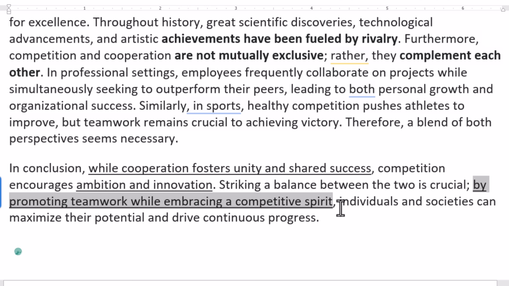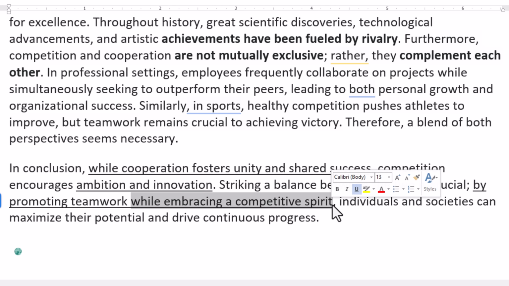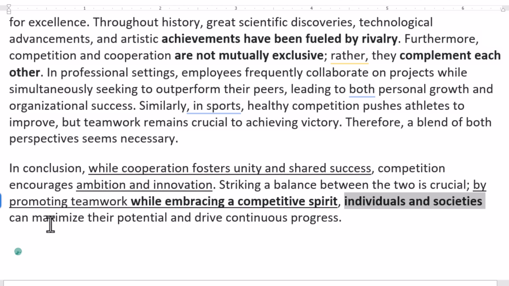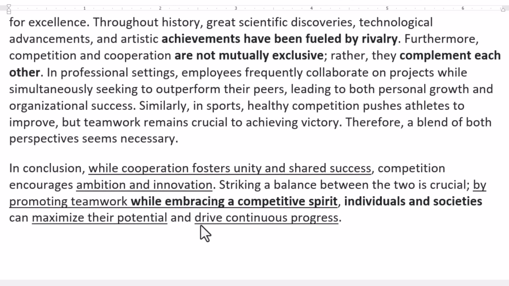But in this adverbial phrase, there is an adverbial clause. "While embracing a competitive spirit" is basically "while they are embracing a competitive spirit," which is a clause. Individuals and societies can maximize their potential. So you can say that this is the subject of this sentence. "Maximize their potential" is a verb noun, and "drive continuous progress" is another verb noun structure modified by the same subject of the sentence. Nice parallelism.